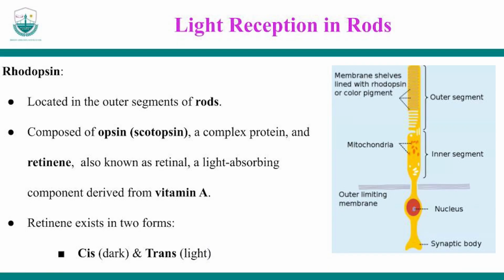Remember, retinol is a derivative of vitamin A. That's why we actually need vitamin A for proper vision. Now, retinol exists in two forms. In the cis form, when it is dark, when we don't have light stimulation, and then it exists as trans when we have light in there.